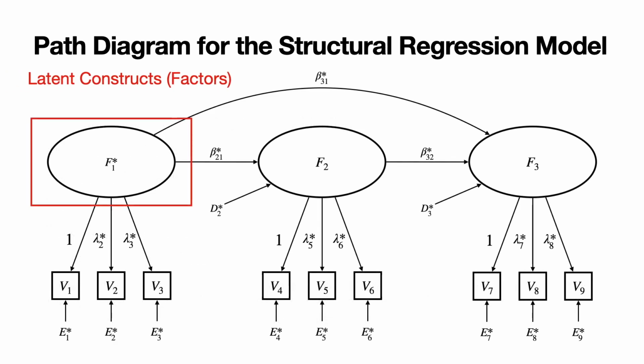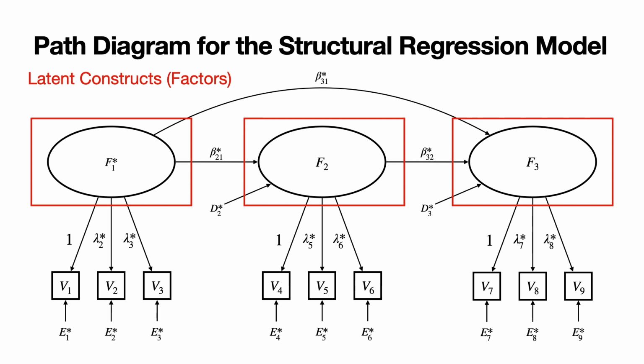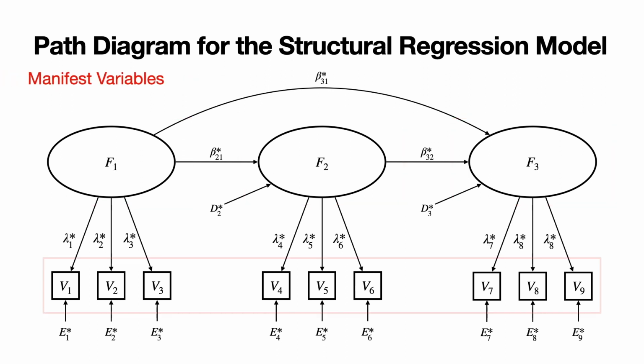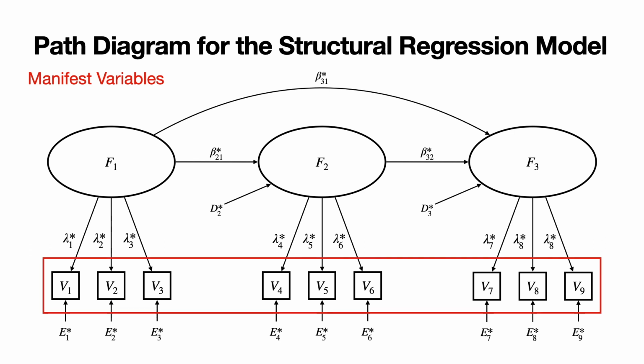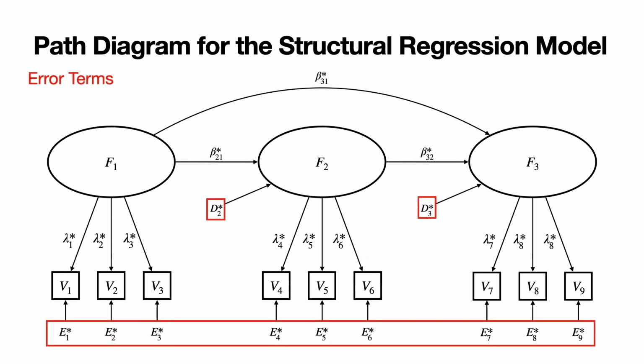And so here is a path diagram for this structural regression model. We have our 3 latent constructs or factors, F1, F2, and F3. We have our manifest variables, V1 through V9. We have error terms, the error terms for the manifest variables, E1 through E9, as well as D2 and D3, the error terms associated with the regression equations for the factors.